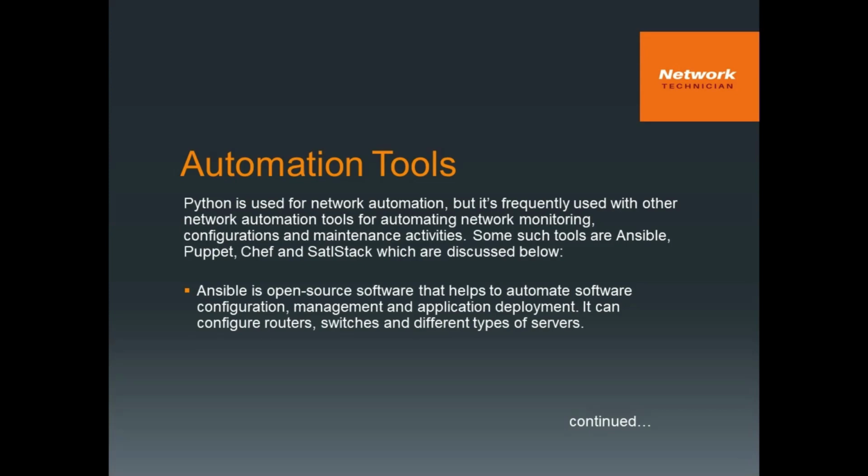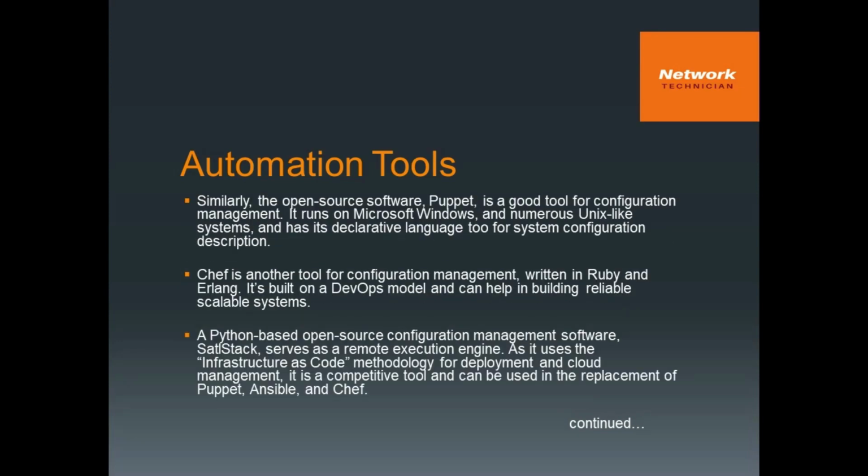Ansible is open-source software that helps to automate software configuration, management, and application deployment. It can configure routers, switches, and different types of servers. Similarly, the open-source software Puppet is a good tool for configuration management. It runs on Microsoft Windows and numerous Unix-like systems, and has its own declarative language for system configuration description.